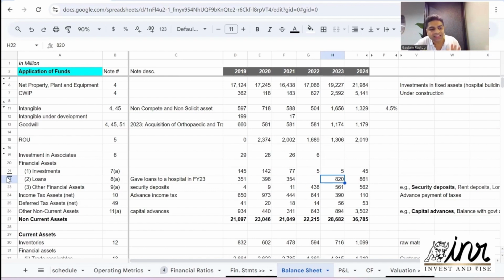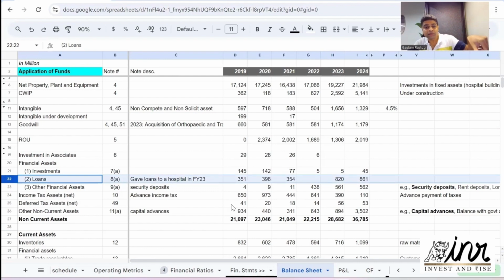Okay, but again, had this been a huge number, then I would have to find out who was given what loan, and what the reason for it is. And are the analysts during the con calls asking questions on this loan? All right, so anyway, let me move forward.